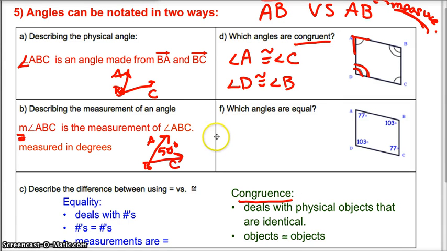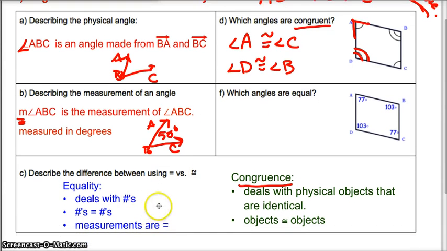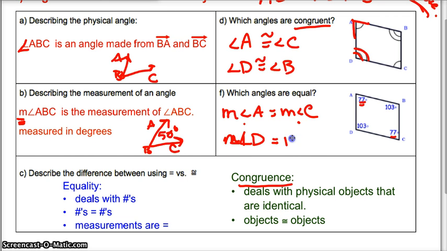When we deal with equality, because equality deals with numbers where measurements are equal, 77 equals 77. So I need to put a little m in front of the angle symbol to say that the measurement of angle A, meaning the number associated with it, is equal to the measurement of angle C. So the number associated with angle A equals the number associated with angle C. And likewise, the measurement of angle D is equal to the measurement of angle B. So numbers equal numbers. A figure or an object is congruent to a figure or an object.